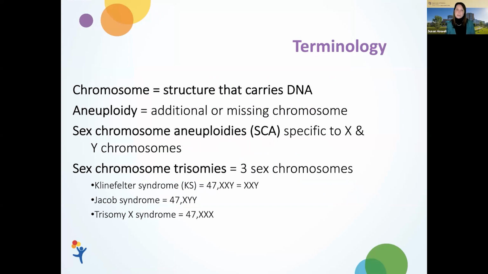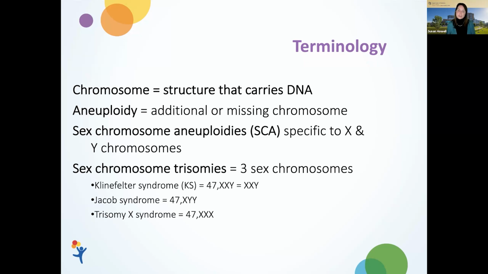So to begin with, in talking a little bit about terminology, chromosomes are the structures that carry our DNA. And so our DNA encodes our genes, and our genes tell our bodies how to grow and how to develop. When we use the term aneuploidy, we're talking about the presence of either an additional or a missing chromosome in the cell. And when we talk about sex chromosome aneuploidies, or SCAs, it's specific to having either an additional or missing X or Y chromosome.